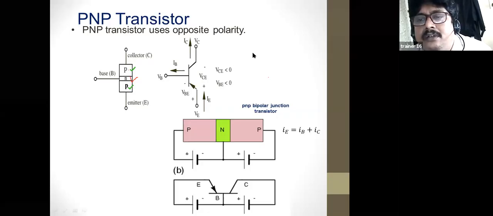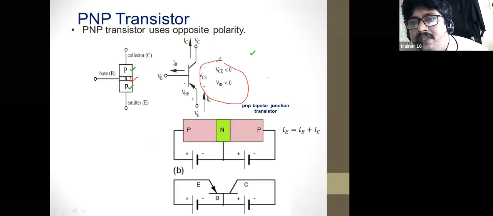Here is the collector current. If you observe clearly, both of these are less than 0. I will tell you. The PNP junction transistor acts similarly with forward bias, but here the terminals are changed. In the previous case, in the NPN, it was like this. But here in the PNP, the circuit diagram changes.